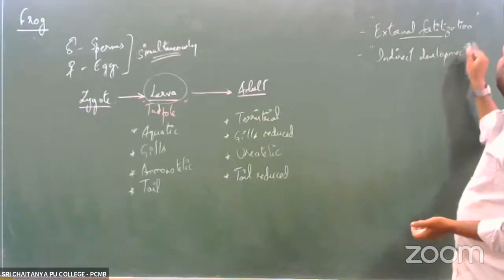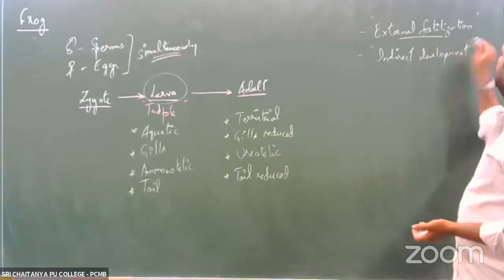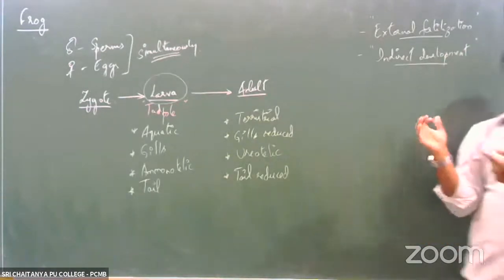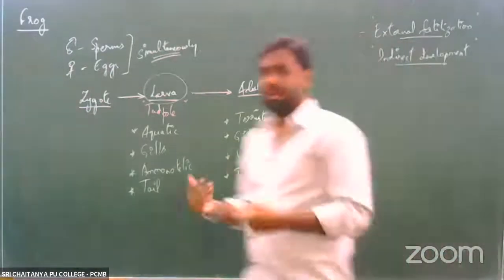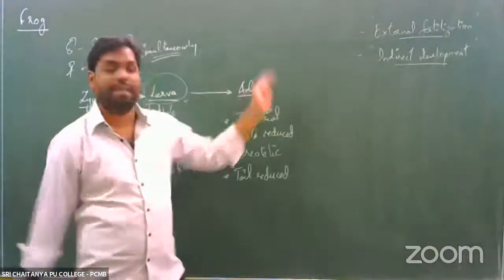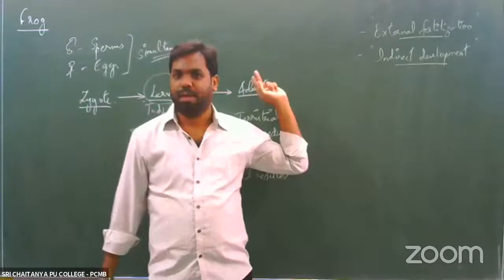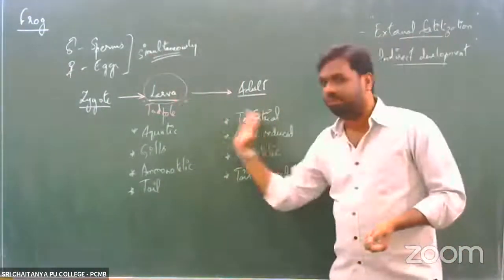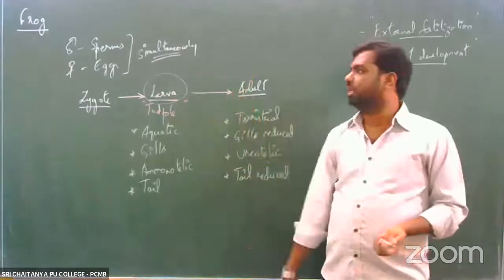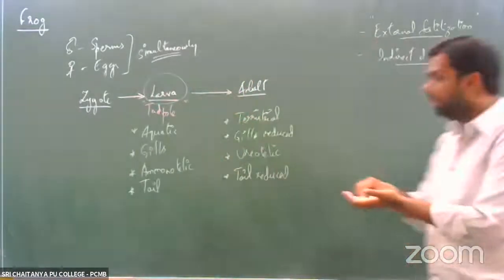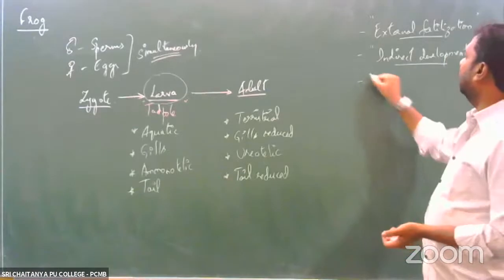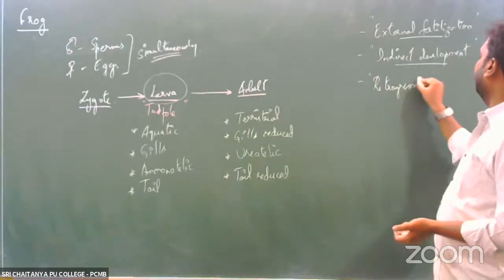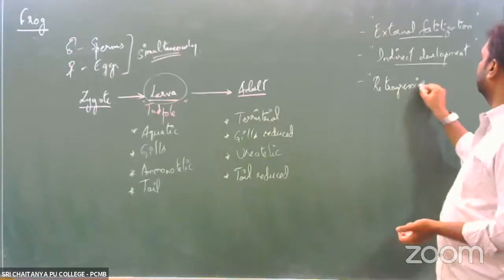So indirect development, we are very much familiar with it, right? So if any organism has a larval stage, an intermediate larval stage during the process of development, we would start calling such type of development as an indirect development. Right. One more important thing you need to remember here is with regards to the process of metamorphosis. So the type of metamorphosis that is shown in these organisms, that is the frogs, we would actually start calling it as retrogressive metamorphosis.